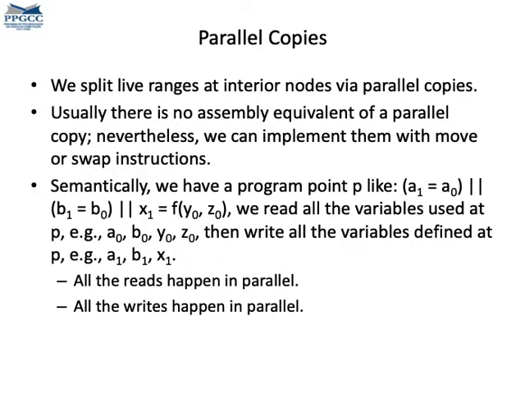Parallel copies are just a notation used to split live ranges. They indicate that we should read all the variables on the right side and copy them in parallel to the variables on the left side. We indicate them with the double bars, and we use them to split live ranges in the middle of basic blocks.